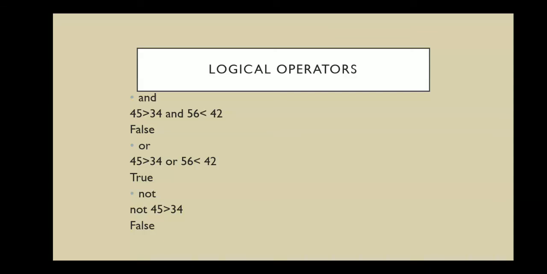Not is complementary. Complementary means if the condition is true, it will return you false. If the condition is false, it will return you true. Without the not operator, you see 45 is greater than 34. It is true, but with not, it is returning you false.